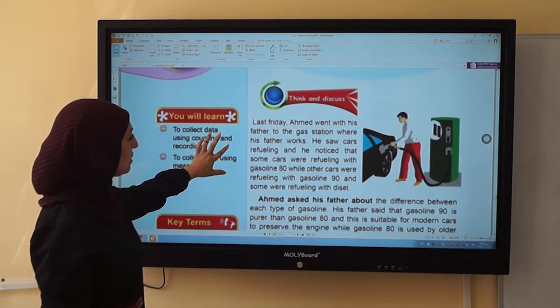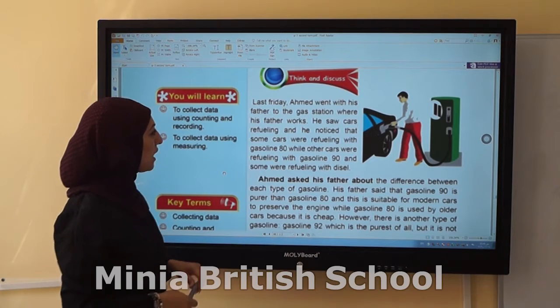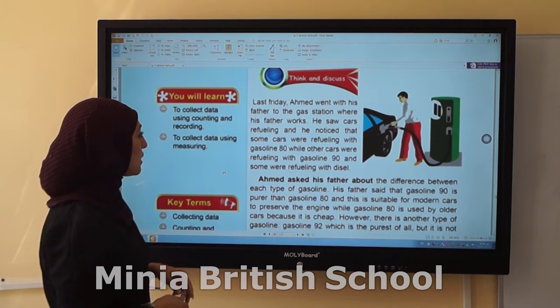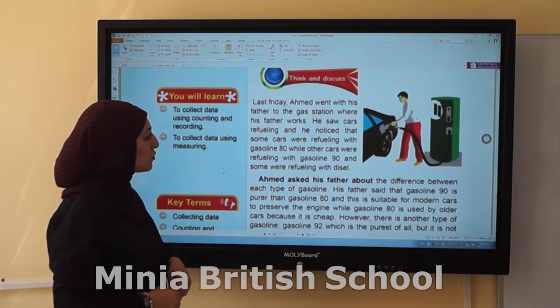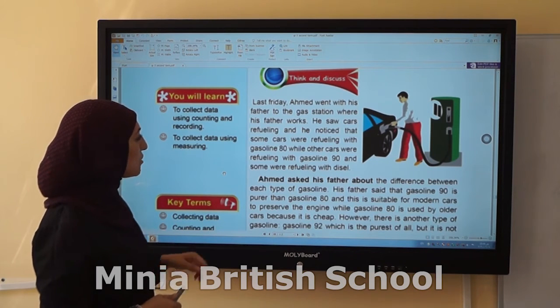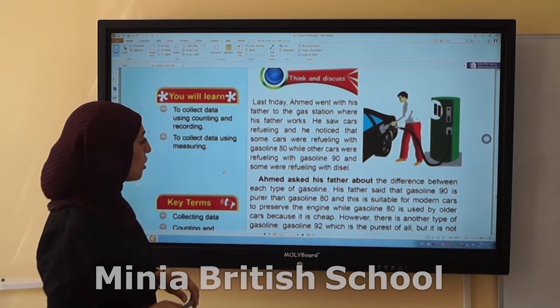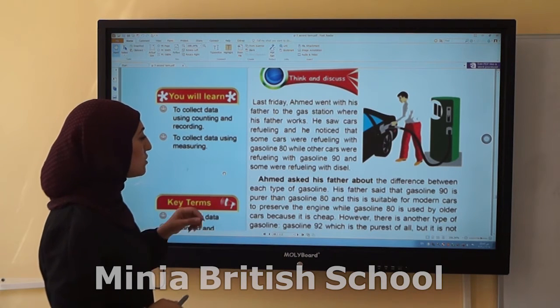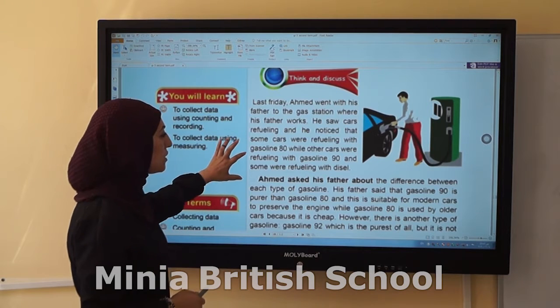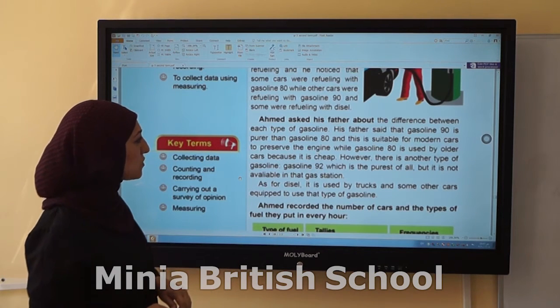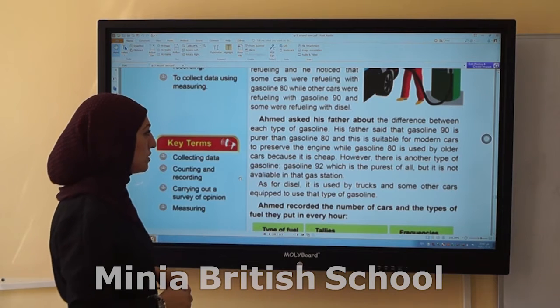Here, there is a story. Last Friday, Ahmed went with his father to the gas station where his father works. He saw cars refueling and he noticed that some cars were refueling with gasoline 80, while other cars were refueling with gasoline 90 and some were refueling with diesel. Ahmed asked his father about the difference between each type of gasoline.